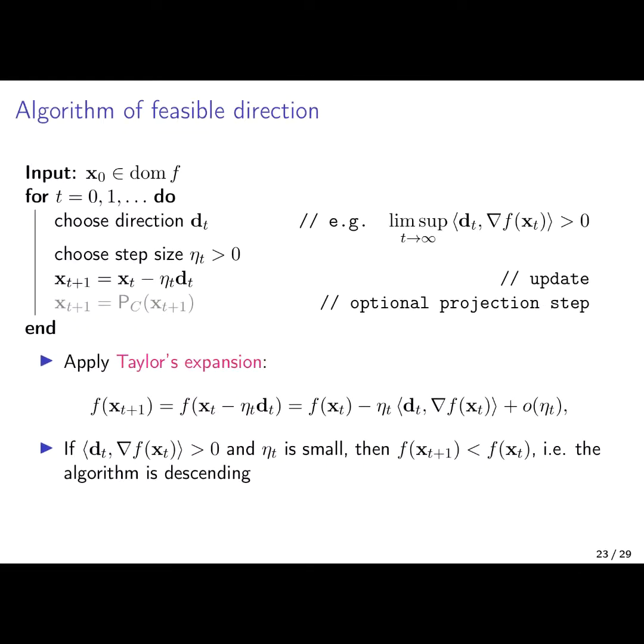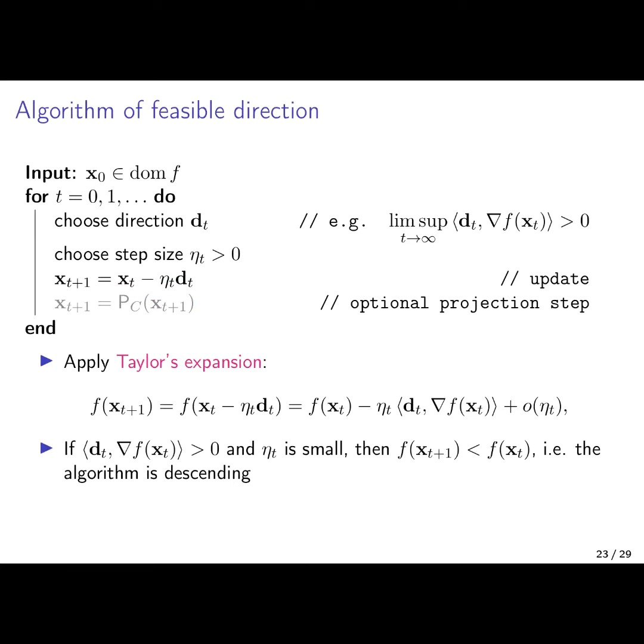So this is the algorithm we're going to analyze next time. Here, I just want to show you how the algorithm looks. Basically, it's an iterative algorithm, right? So we have iterations. In each iteration, you choose a direction and you choose a step size. The direction is a vector, the step size is a scalar, and then you just do the update.